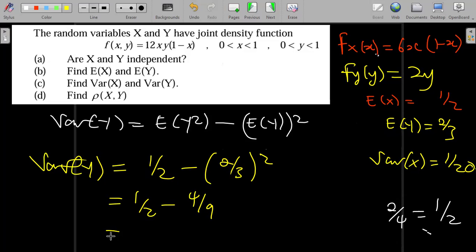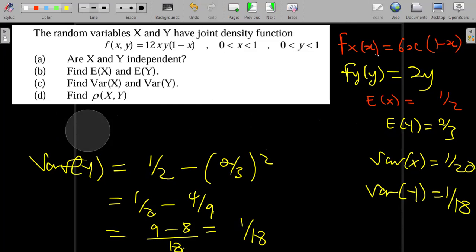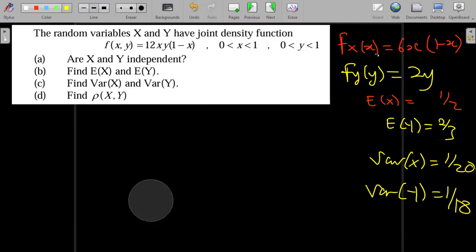Okay, so common denominator 18. 2 into 9, 9 multiplied by 1, 9, minus 9 into 2, 2 multiplied by 4, it will be 8. This will just be 1 over 18. Okay, so we're almost done with these questions now. So the variance of y is 1 over 18. So just remaining with the correlation of X and Y.